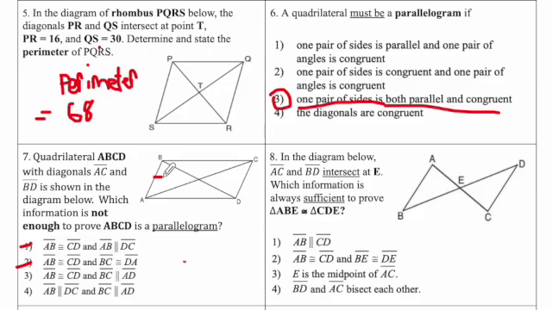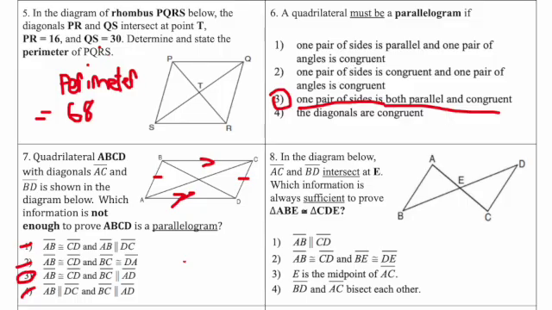AB is congruent to CD, and BC is parallel to AD. That is not going to work because they are not the same sides that are parallel and congruent. So we don't know if these sides are parallel and these sides are congruent. It could be a trapezoid, right? That's not enough to prove it. Over here, we have opposite sides parallel, so that is enough to prove it. Let's take a look at number 8.